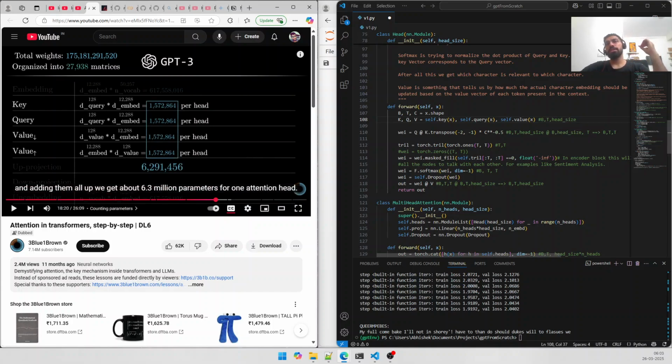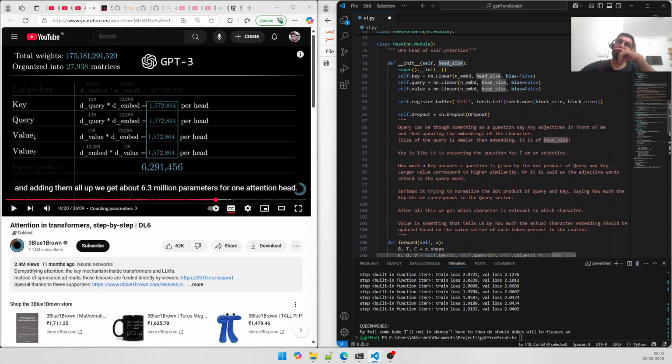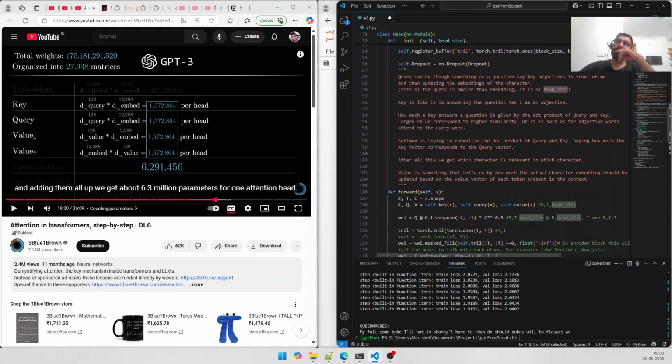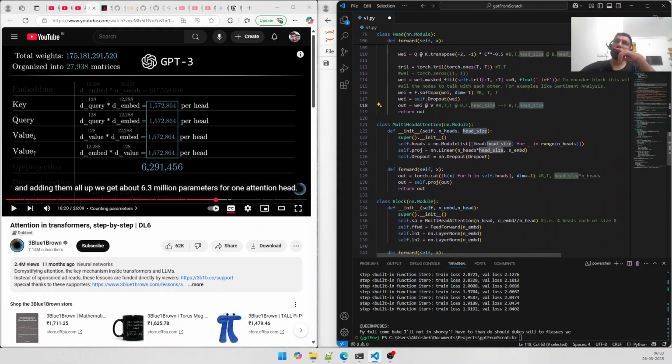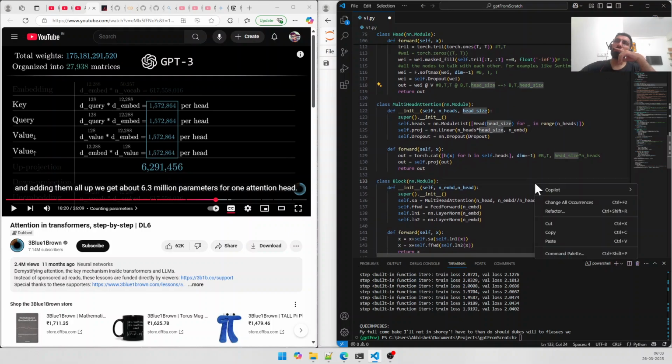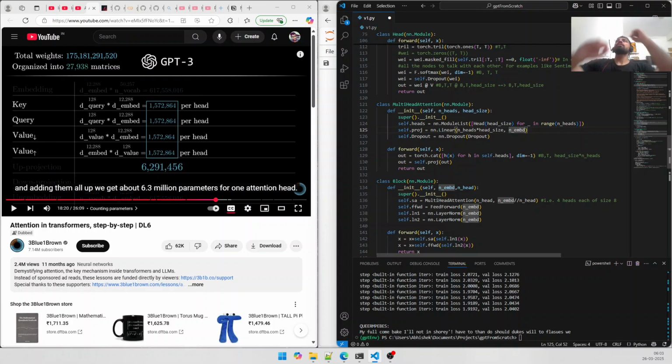So here it is saying this is something like value down that we are doing here, and we are getting to the head size, and then again after this head, we are doing a projection onto the embedding size, that is the value up that we are trying to do. So at the end we are getting an embedding size.